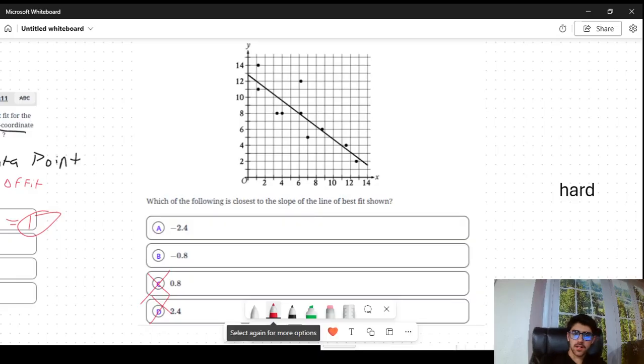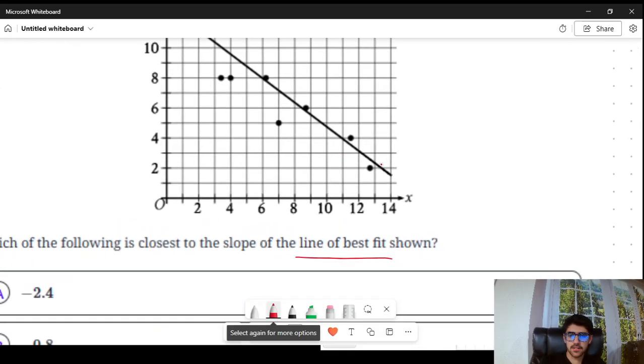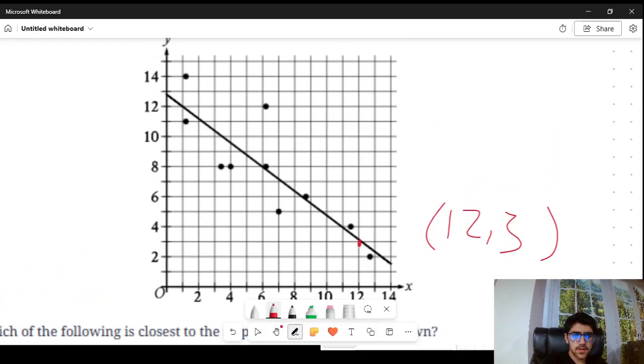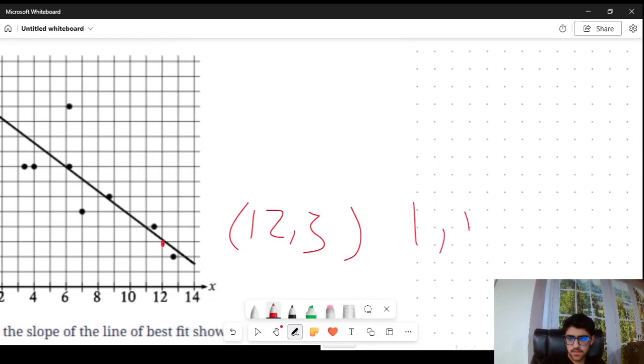So then you're down to these two. Then from there, I think the best way is to just solve for the slope using the slope formula. So just try to get 2 points on the line of best fit. Let us find some integer points. So there's 12 comma 3, and then another point would be right here, 1 comma 12.